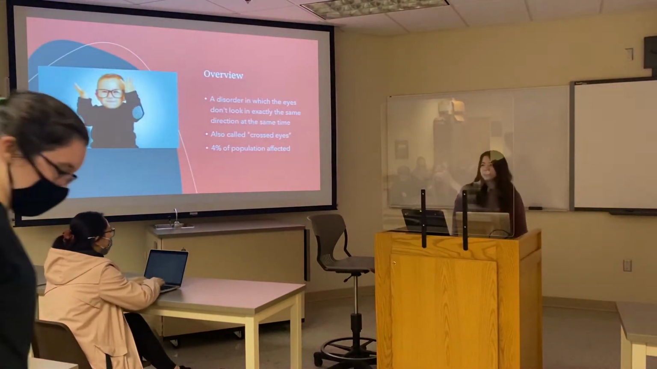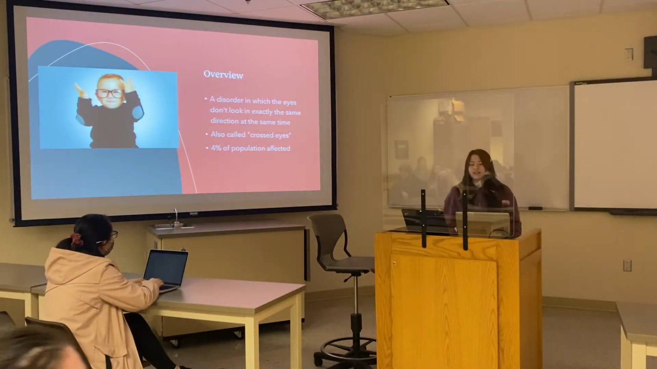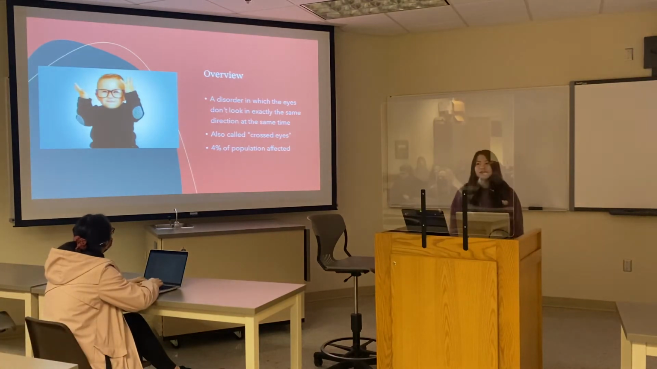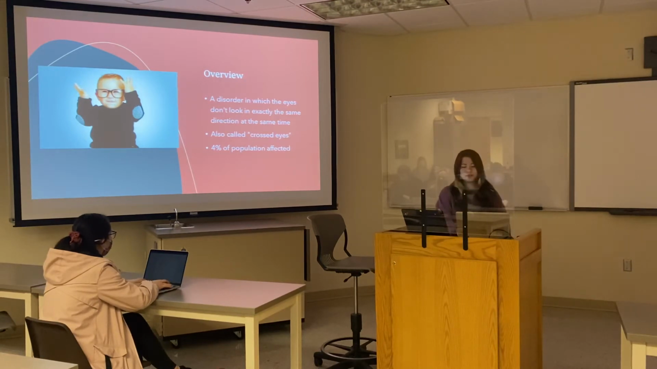Strabismus is a disorder in which the eyes don't look in exactly the same direction at the same time. It is also referred to as being cross-eyed, and 4% of the population, or about 13 million people, are affected by this.